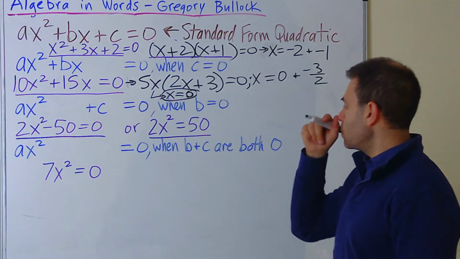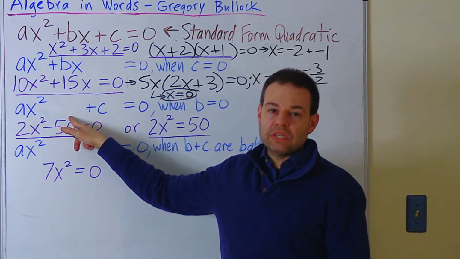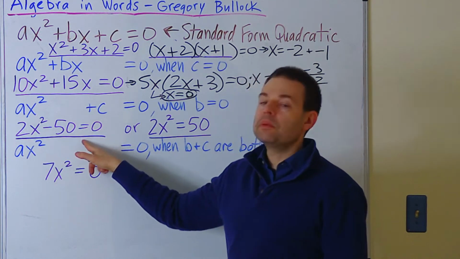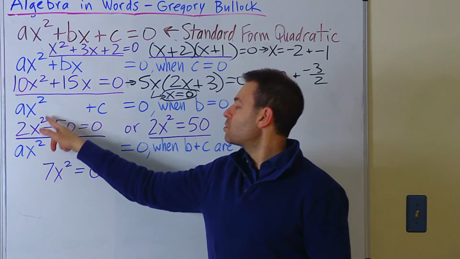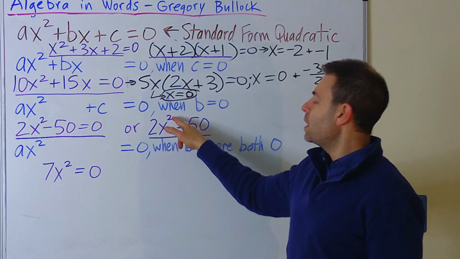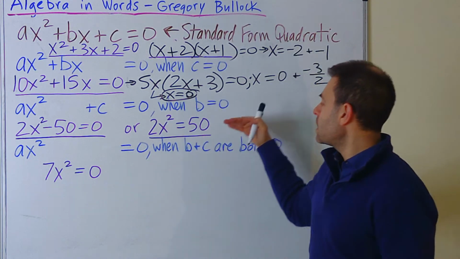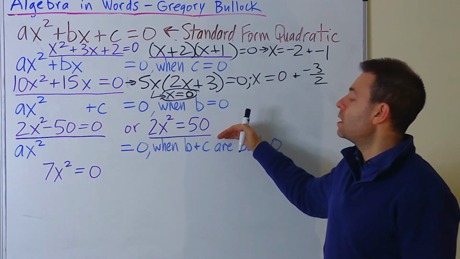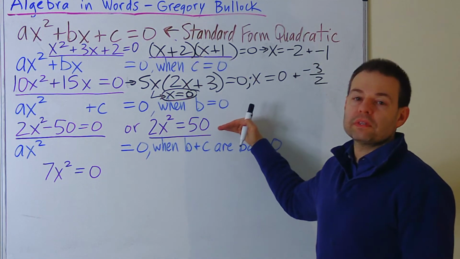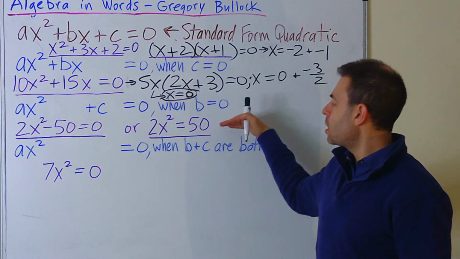Okay, let's look at the next one. This one we have where b is 0 and the middle term is missing. So it could resemble a problem that looks like this: 2x squared minus 50. Or it could also come like this: 2x squared equals 50. Alright, I'm going to save this one to do last because there's kind of two ways to do it and I want to show both ways. So we'll come back to this.